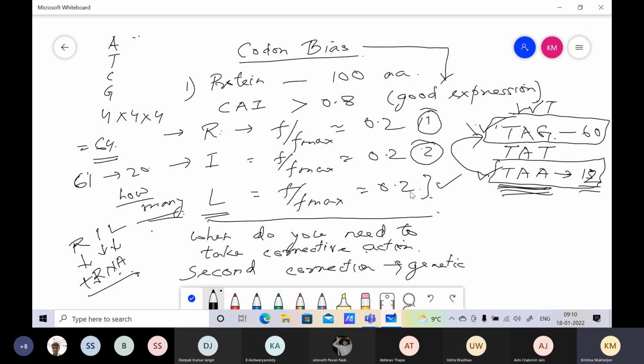Now the question is, how many L's can you afford before the codon bias becomes a problem? So any answers? I've been repeating the question so that you sit down and solve it. How many L's can you afford? Remember that the guiding principle is this. So now, answers. If not answers, at least strategies of how to solve this problem. So the question is, how many L's before I need to take corrective action?